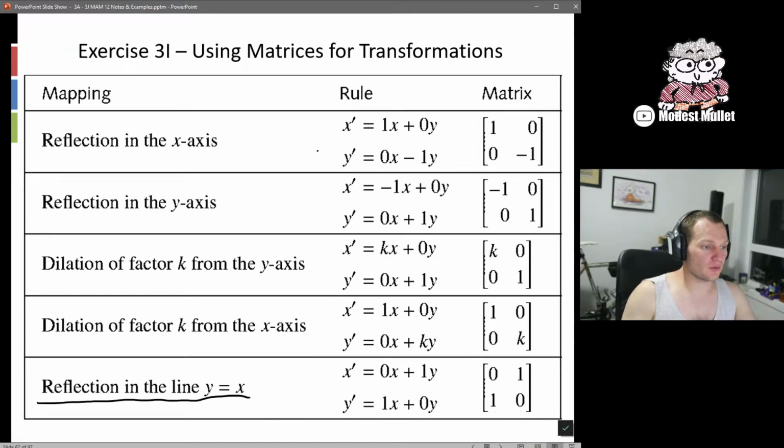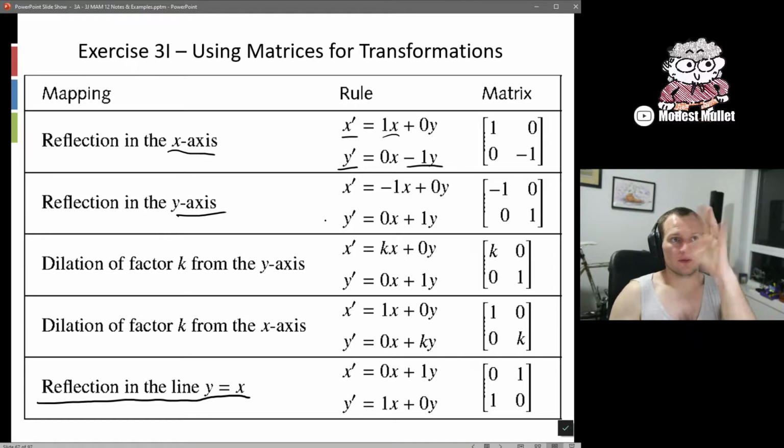But we can represent all of these. If we're reflecting in the x-axis, the new x-coordinate is the same as the old, but the new y-coordinate is the old y-coordinate inverted, so multiplied by negative 1. We just think about reflection. Same happens if we reflect about the y-axis. If we're reflecting about the y-axis, it's actually the x variable that gets changed. That's why there's a negative x there. And this pattern keeps going on.